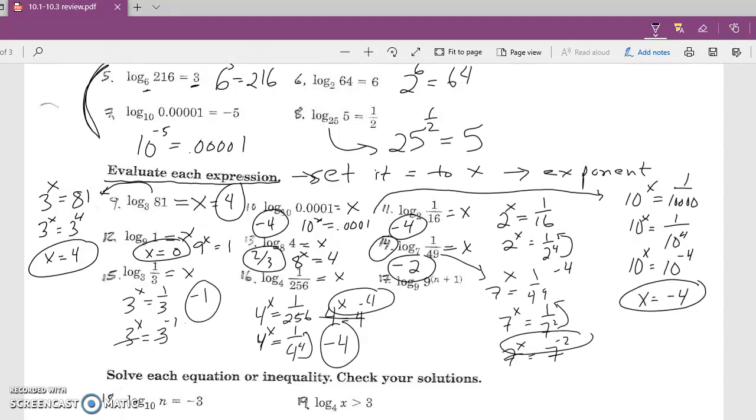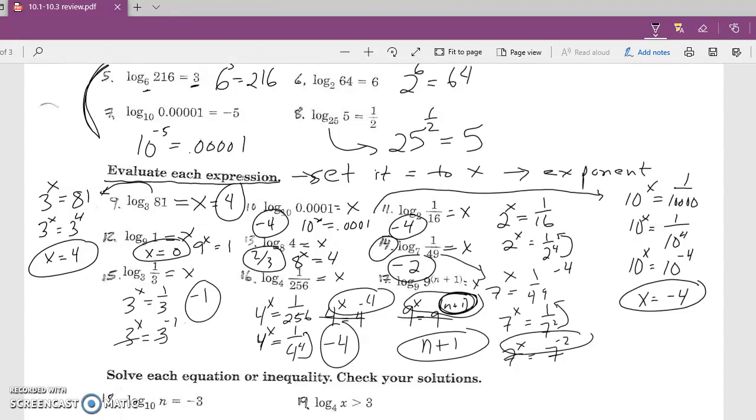Finally, the very last one is number 17. I would set it equal to x. So I would get 9 to the x equals 9 to the n plus 1. And we're trying to figure out what x is. So if you look carefully, the bases cancel out, and x is really just n plus 1. So on this one, you don't get a number answer. Your answer would just be n plus 1, because that's what x, or whatever you're setting it equal to, equals.